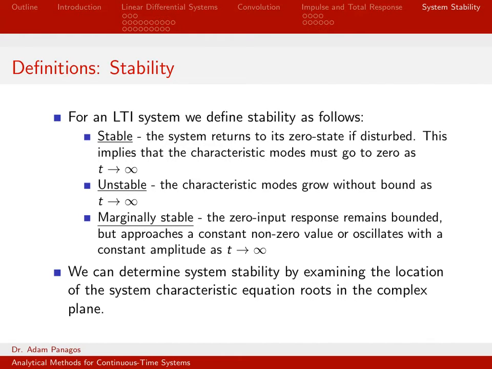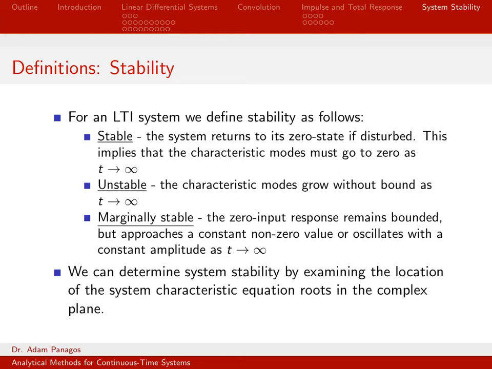If this happens, that tells us something about the characteristic modes. The characteristic modes have to go to zero as time gets big. An unstable system, that does not happen. An unstable system does not come back to its zero state. It moves further and further away from the zero state when it is disturbed. And this will happen anytime that you have characteristic modes that grow as time gets big.